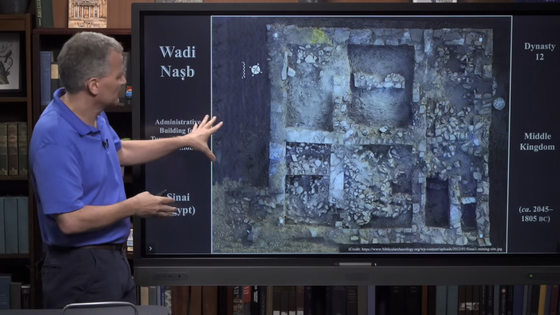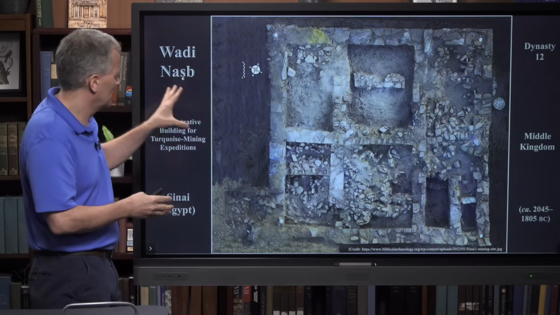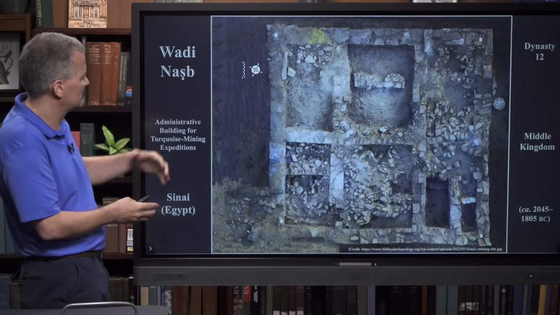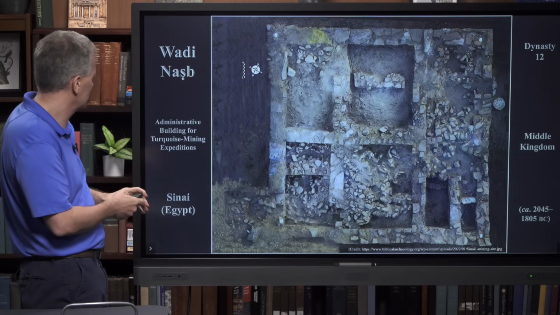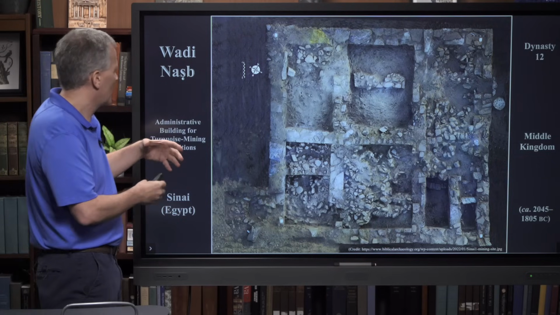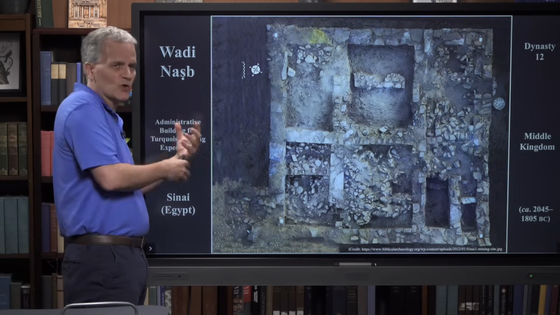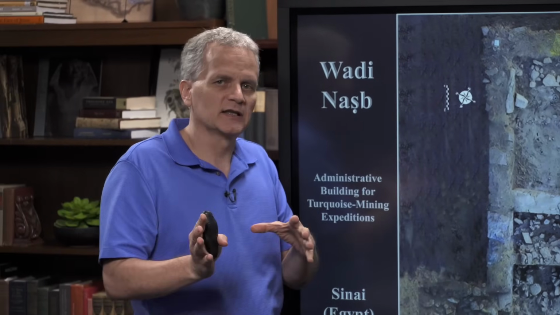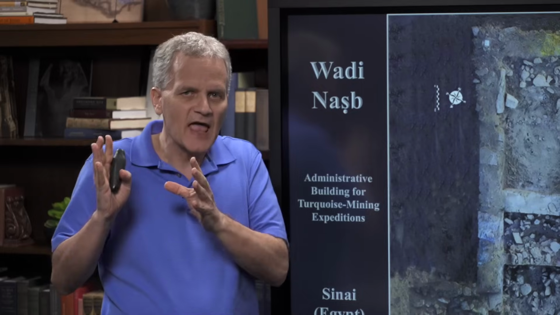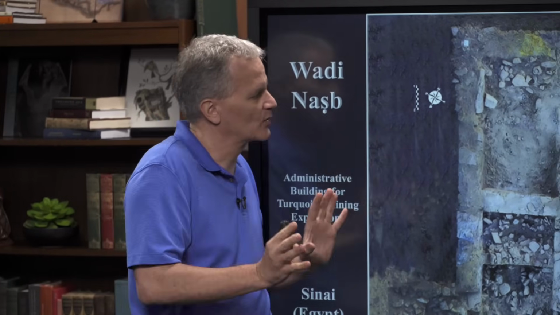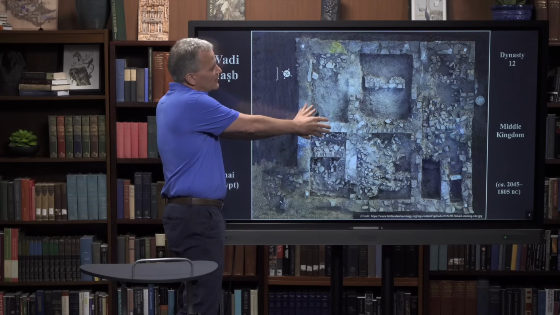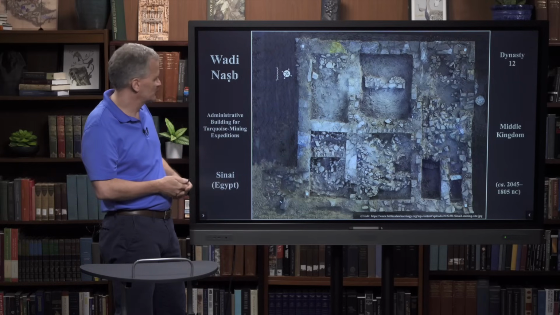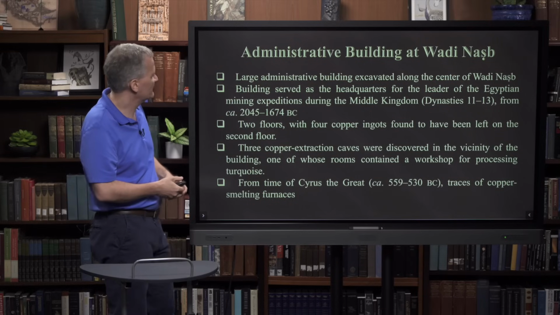So this building was used during the Middle Kingdom, and that's from 2045 BC to 1805 or a little bit later BC. And it was connected to this turquoise mining industry that was going on. So undoubtedly, the administrative heads of this effort were located and working here, inside these rooms in this building. So what did they find?